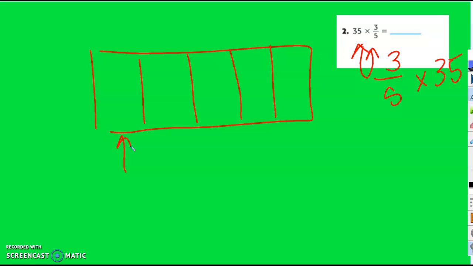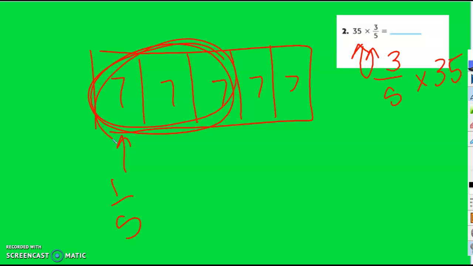If this whole thing is 35, and I have it divided into 5 equal sections, then each one of these fifths is going to be worth 7, right? And 7 plus 7 plus 7 plus 7 plus 7 is 35, if I said that 5 times. So I know that if I want 3 of those, I could do repeated addition. 7 plus 7 plus 7 is 21, or I could do 7 times 3, and that's 21 also. So 35 groups of 3/5 is going to be 21 wholes.